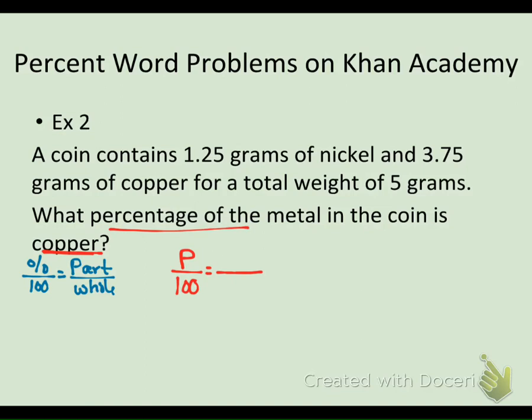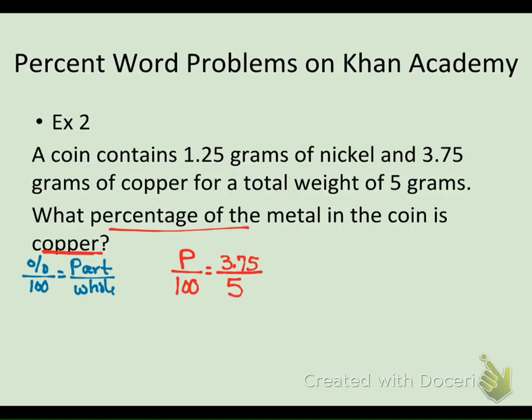So now we need to find our part over whole. What's the total weight of the coin? So where would that 5 go? On the bottom, because that's my whole number. Now I have 2 numbers up here: 1.25 grams of nickel and 3.75 grams of copper. I'm trying to find the percent of copper. Am I going to use the grams for nickel or the grams for copper? What's the number of grams for copper? 3.75. So the information I did not need was the grams of nickel, because it's asking me to find the percent of the coin that's made out of copper.